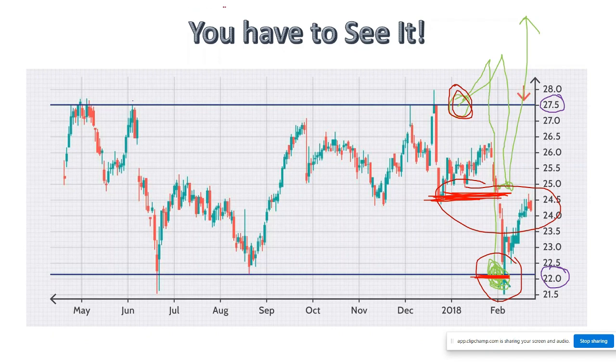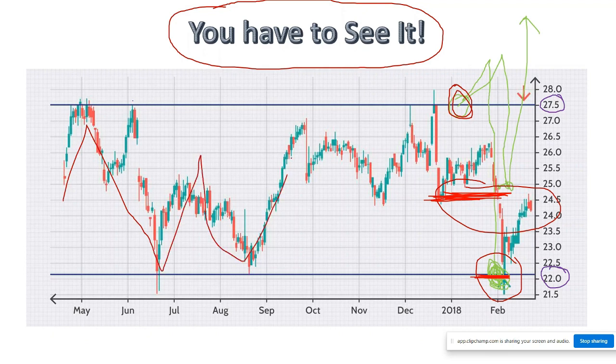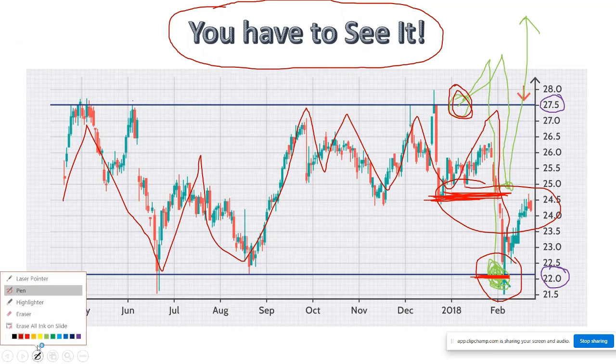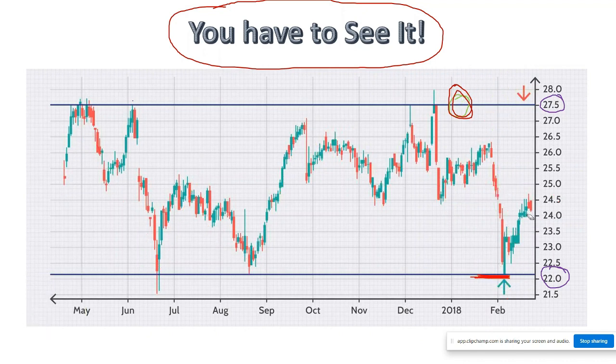And the key is what? You have to see it. You have to see what? Sideways movement. That's the only way you can get into your position. We're going to do some real life examples, okay? You have to see what? Sideways movement. Period. All right? That's how you enter and exit. That's how you set your stop loss.